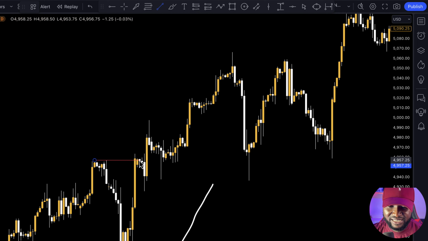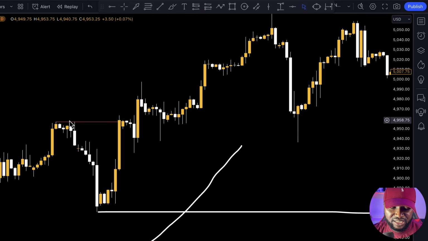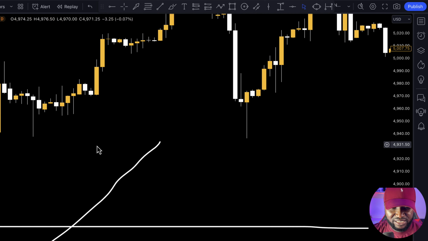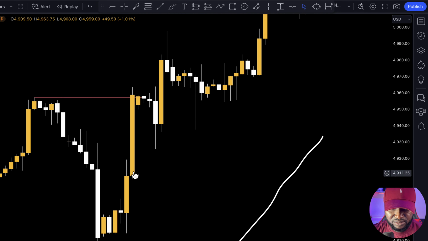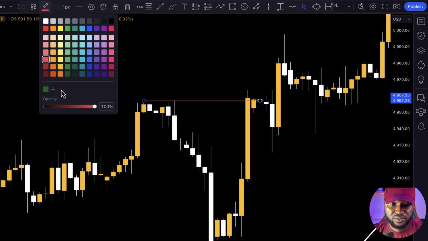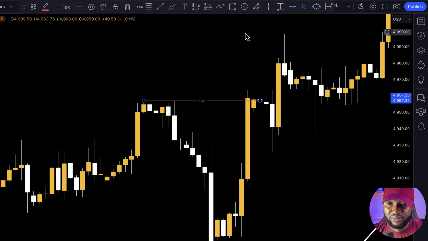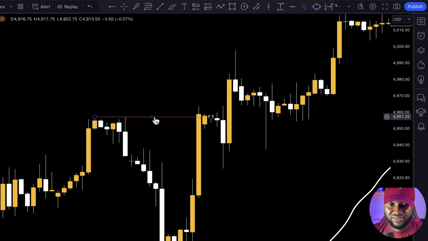In identifying the structure, you just have to look for the highest wick and put your line there, draw it to the end. And this is it, guys. Look at this. Boom. The body of the candle closed above this line, which means we have had a valid break of structure. A valid break of structure. Nothing will change your mind about this. This becomes a valid break of structure.